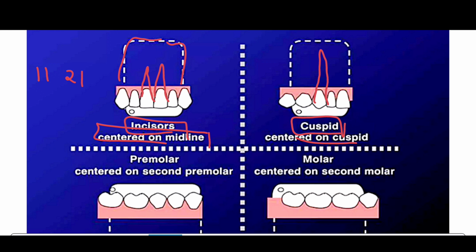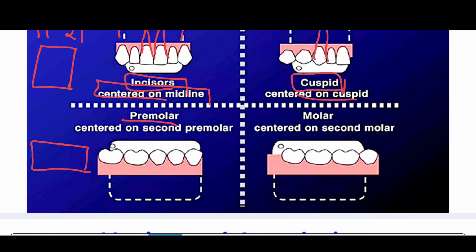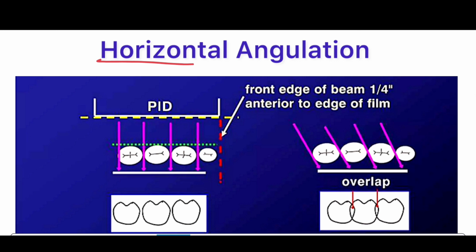In case of anteriors, we have to place the film vertically. But in case of molars and premolars, the posterior teeth, we have to place the film horizontally. If the premolar is our chief complaint, the premolar should be in the center and its root covered by the film margin. In case of molar, the molar should be in the center such that its root is covered by the film margin.